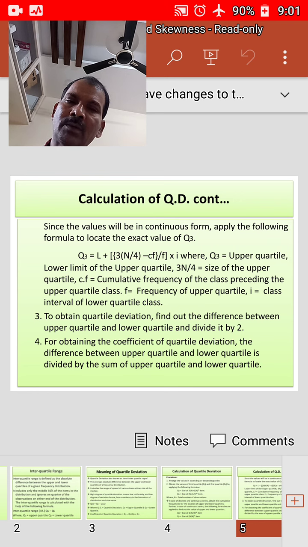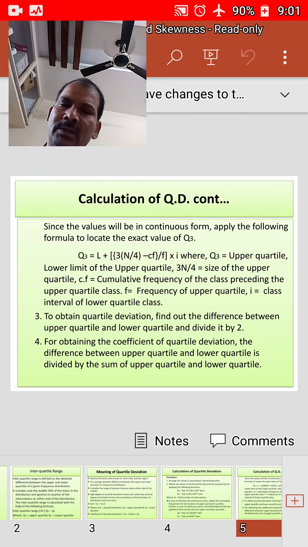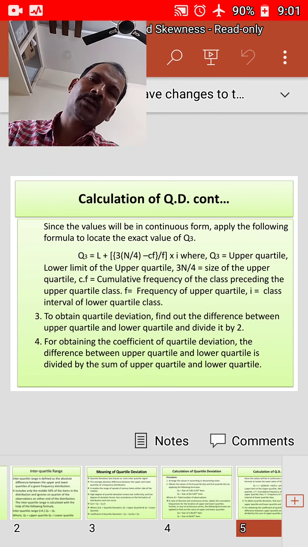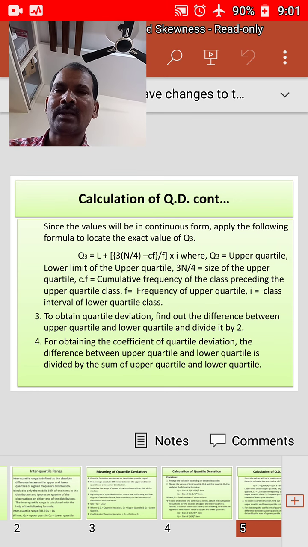This is the formula we use to find the median, where the median can be called Q2. For Q2 you will have n by 2, because 2 into n by 4, the 2 gets cancelled, and it becomes n by 2. There is a small difference. If you can remember one formula, you will remember all the formulas. There is a logic in all these formulas.